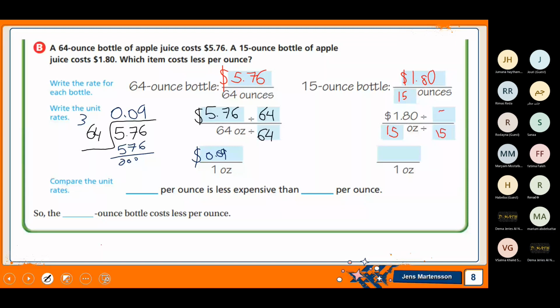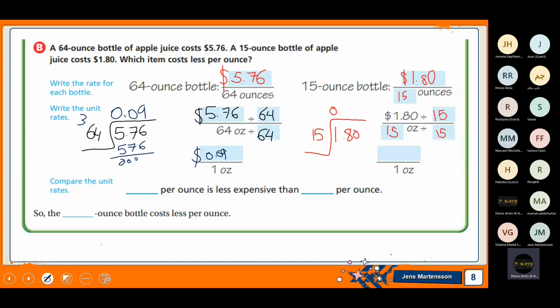Now, 1.8 divided by 15. Can you divide 1 into 15? No, we can't. So you divide 18 by 15, and you put this 0. Then here you have a decimal point, put it up.